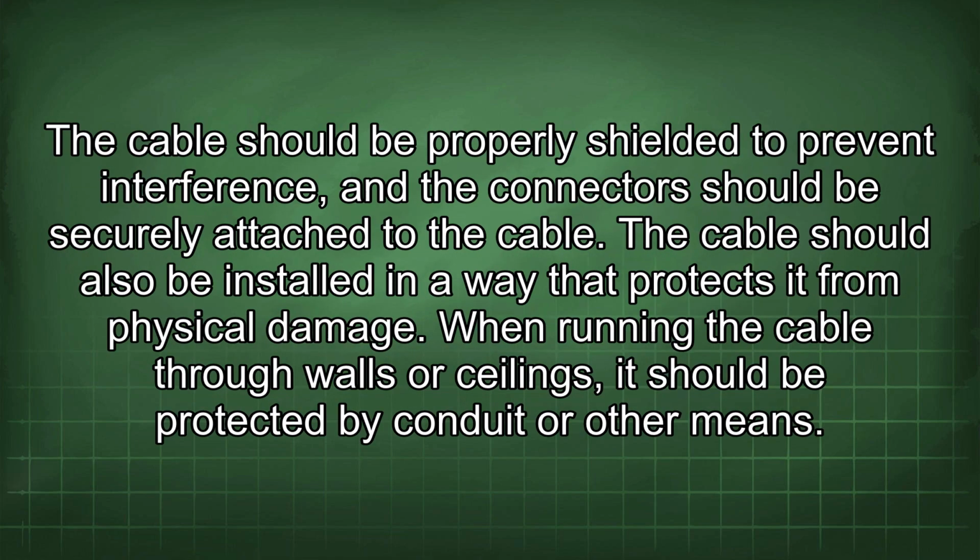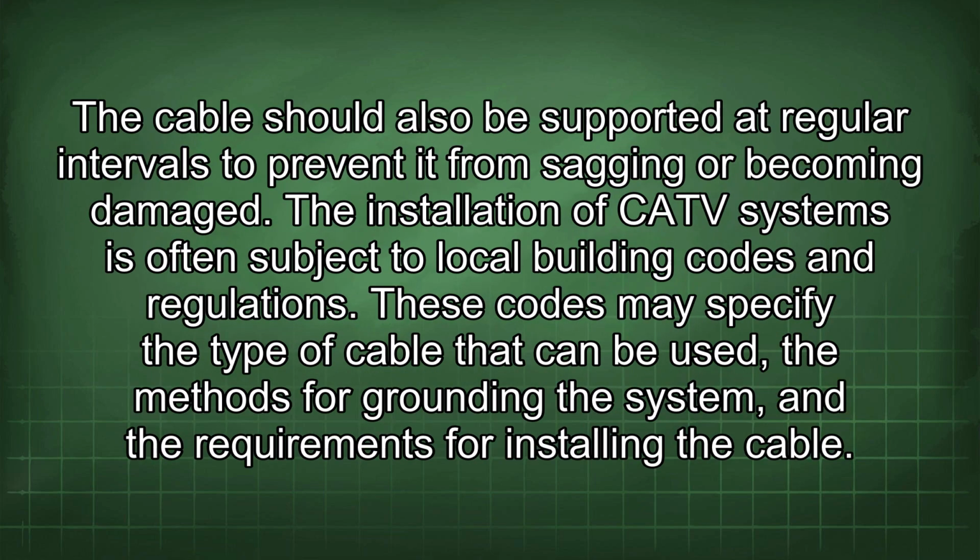The cable should be properly shielded to prevent interference, and the connectors should be securely attached to the cable. The cable should also be installed in a way that protects it from physical damage. When running the cable through walls or ceilings, it should be protected by conduit or other means. The cable should also be supported at regular intervals to prevent it from sagging or becoming damaged.